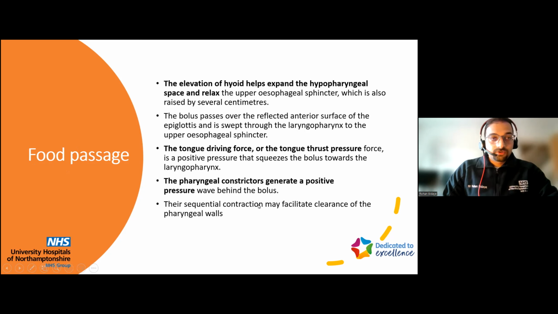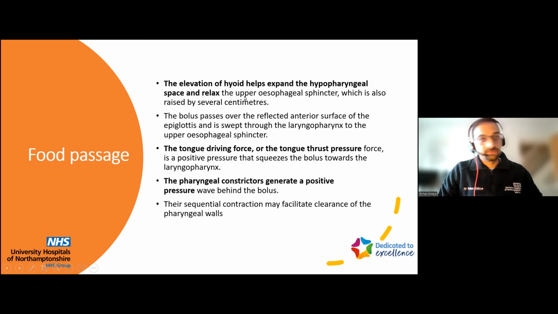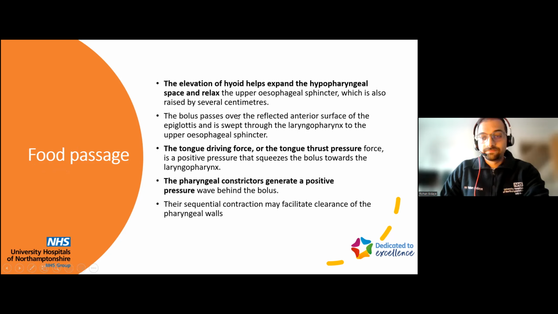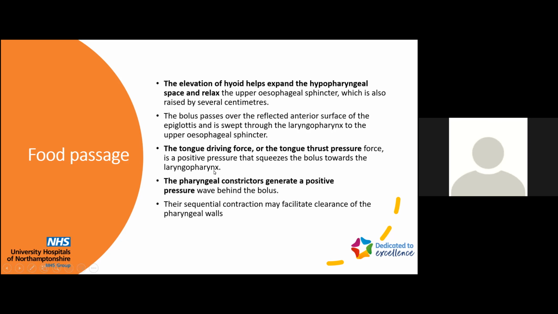The second part of the pharyngeal phase is the food passage. Now, elevation of the hyoid expands the hypopharyngeal space and relaxes the upper esophageal sphincter, which is also raised by several centimeters. The bolus passes over the reflected anterior surface of the epiglottis and is swept through the laryngopharynx to the upper esophageal sphincter. The tongue driving force, or the tongue thrust pressure force, is a positive pressure that squeezes the bolus towards the laryngopharynx.